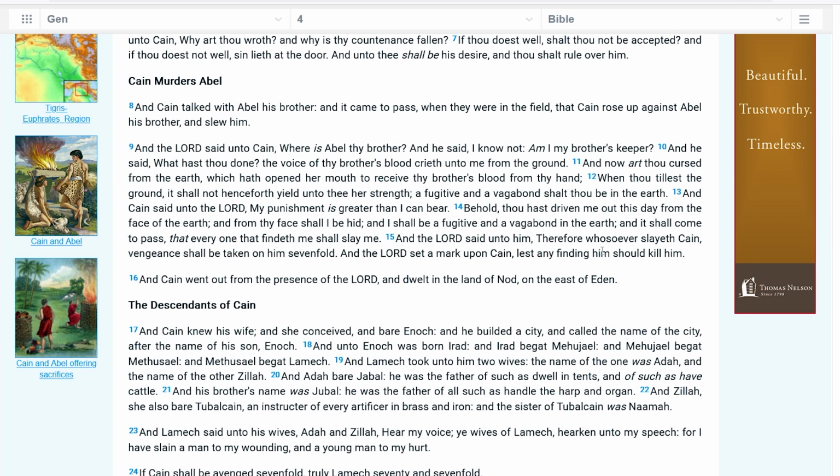Okay, therefore, whosoever slayeth Cain, vengeance shall be taken on him sevenfold. And the Lord set a mark upon Cain, lest anyone should find him and kill him. What's the mark?